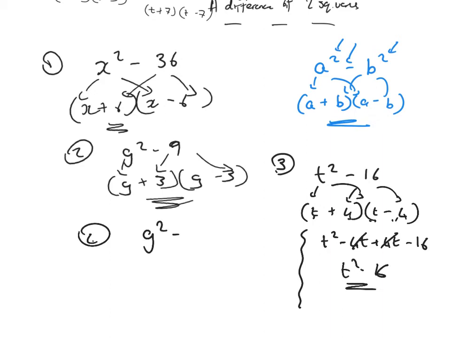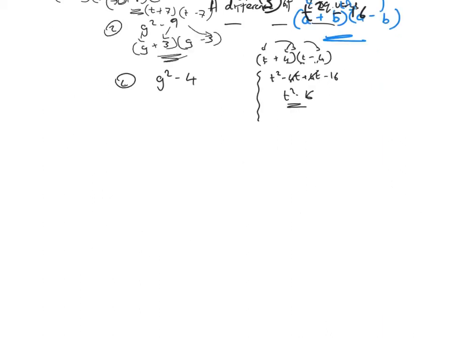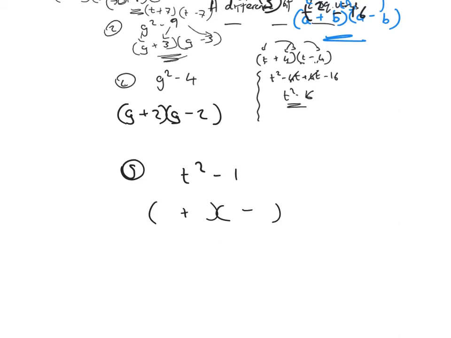Okay, g squared minus 4. Okay, bracket with a plus, bracket with a minus. The square root of g squared is g. The square root of 4 is 2. Example 5. t squared minus 1. Okay, bracket with a plus, bracket with a minus. Square root of t squared is t. Square root of 1 is 1.